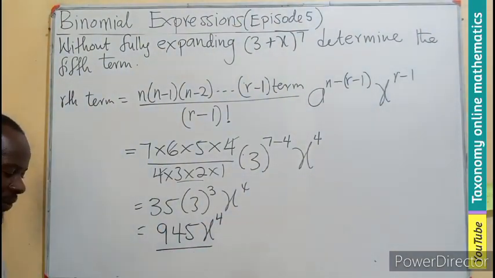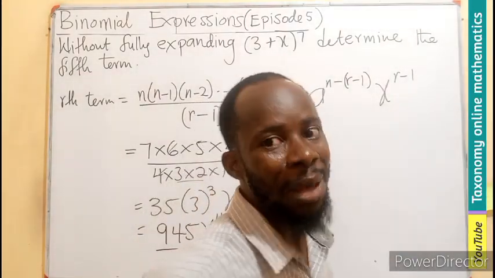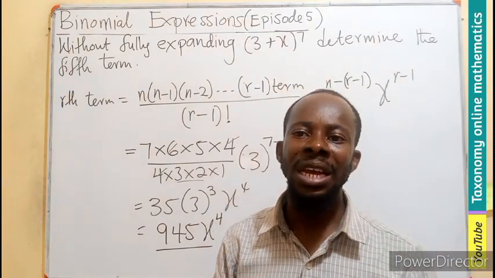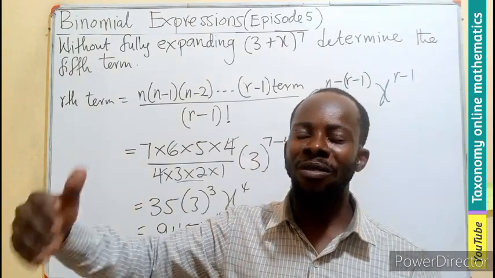So it means that the fifth term, if we were to expand this, getting all the 8 terms, will give us 945x exponent 4. I believe with this, we can be able to find any of the terms.